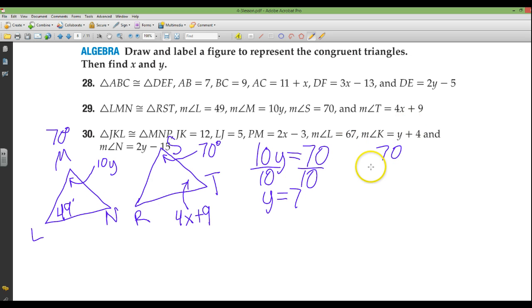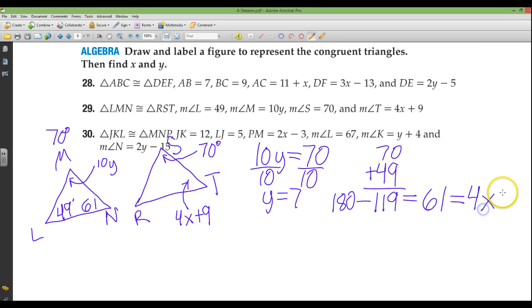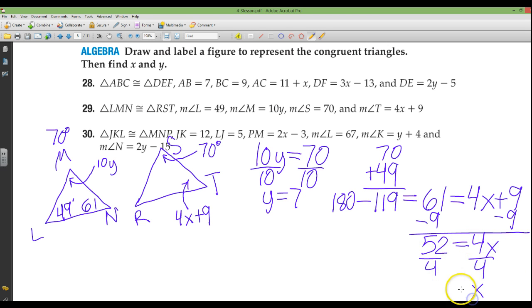So 70 plus 49 would be 119. And if I subtract that from 180, I end up with 61. So N has to be 61 degrees, and I set 61 equal to T, 4x plus 9. So I would subtract 9 from both sides. So I get 52 is equal to 4x, and I divide both sides by 4. And x is equal to 13.